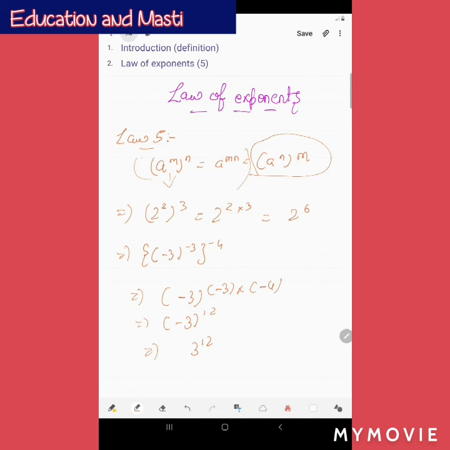With this we complete law 5, and with this we complete this chapter. I hope you have understood this, and similarly, according to this only, the questions will come.